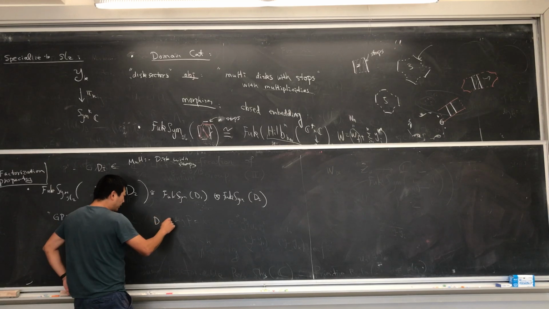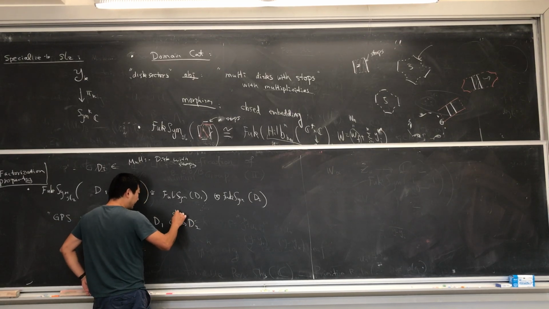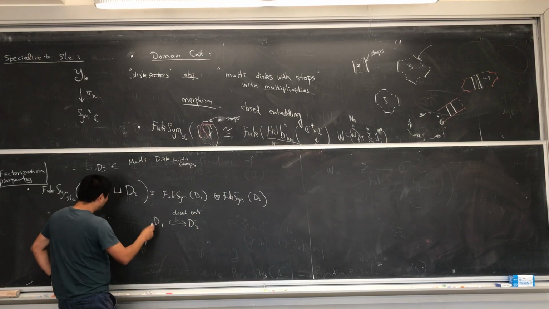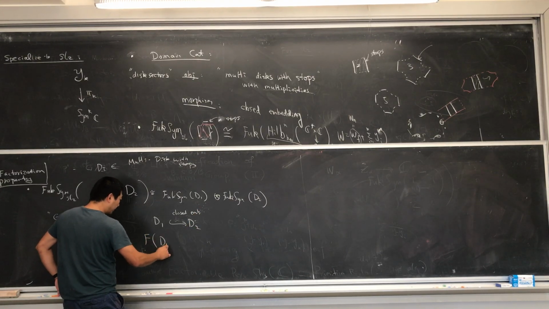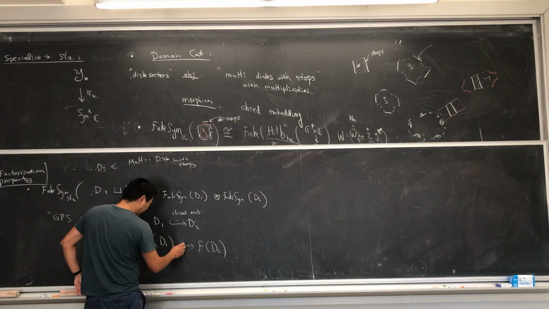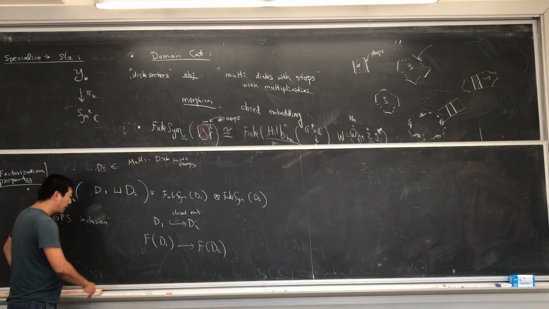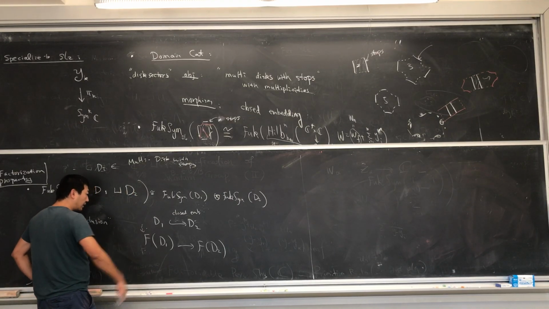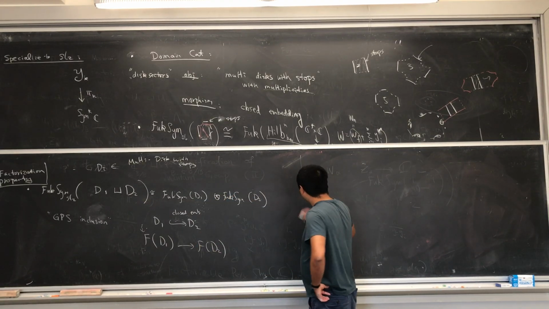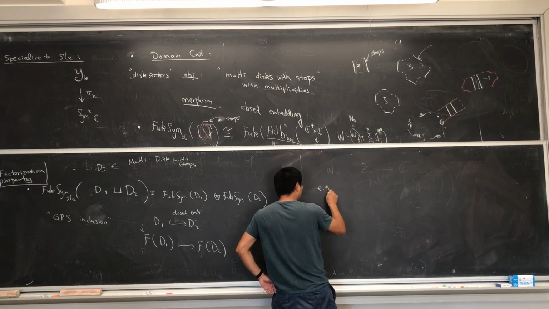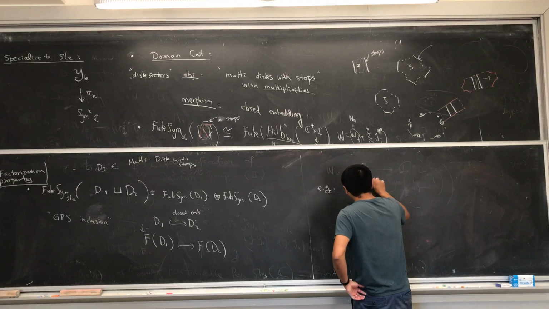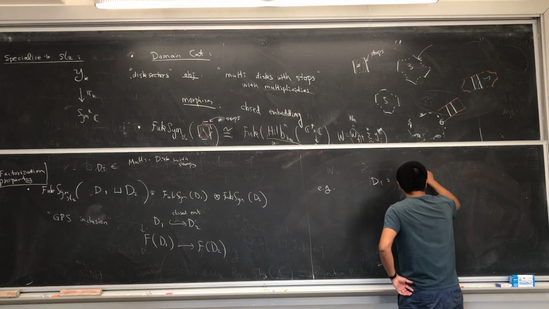So suppose I have D1 inside D2, a closed embedding. I'm going to send the category associated to D1 to the category associated to D2. This may not be a closed embedding, just a map. So this is assigning maps to closed embeddings. So for example, my D1 is this kind of a thing.